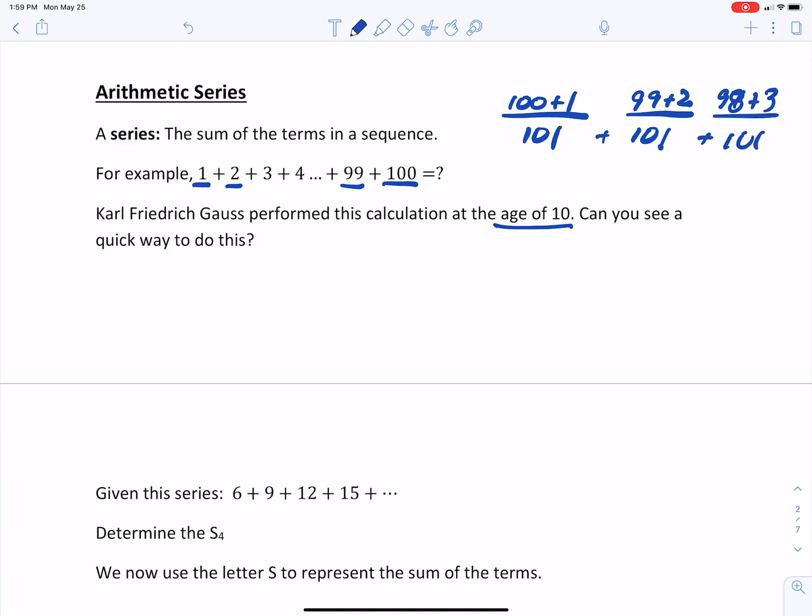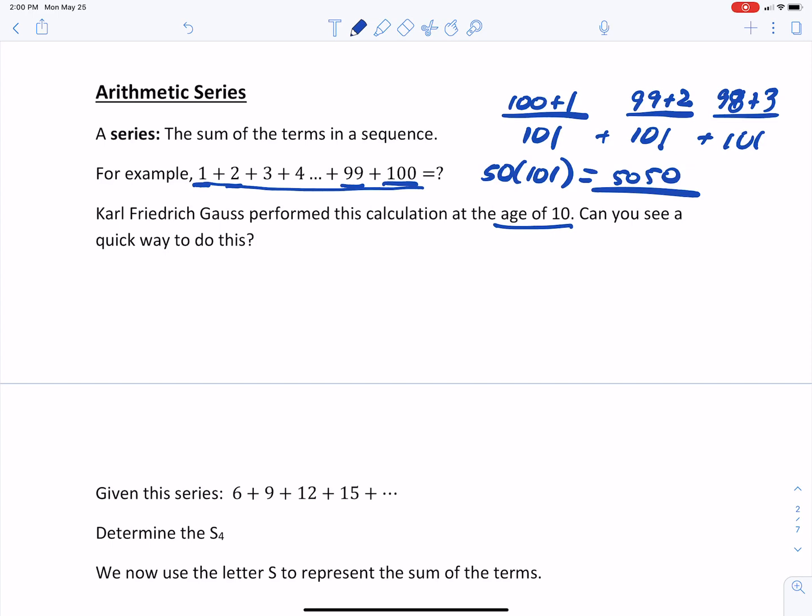And the question is, how many of these pairs would I have? At the moment, there's 100 terms, and I'm pairing them off, so I should have 50. So there should be 50 of these terms. And that's what Gauss did and came up with this answer.